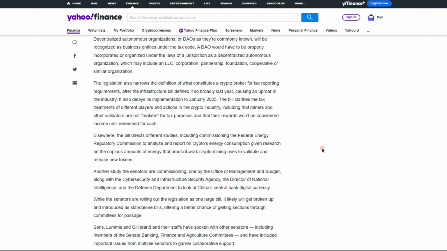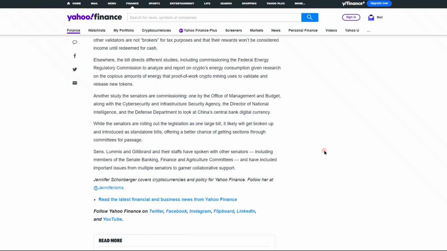That makes absolute sense. Elsewhere, the bill directs different studies, including commissioning the Federal Energy Regulatory Commission to analyze and report on crypto's energy consumption, given research on the copious amounts of energy that proof-of-work crypto mining uses to validate and release new tokens. Another study the senators are commissioning, by the Office of Management and Budget, along with the Cybersecurity and Infrastructure Security Agency, the Director of National Intelligence, and the Defense Department, is to look at China's central bank digital currency.